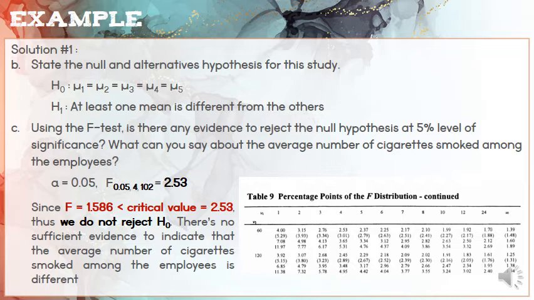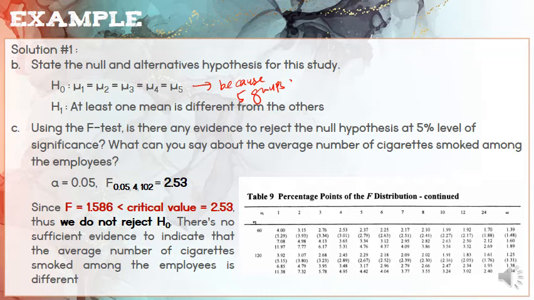Soalan B, dia minta you state the null and alternative hypothesis for this study. So, your null hypothesis should be written as mu1 sama dengan mu2, sama dengan mu3, sama dengan mu4, sama dengan mu5. Make sure hanya ada 5 min saja di sini. Kenapa? Because kita hanya ada 5 groups yang kita nak compare. Jangan tulis sampai mu k, because soalan nak tahu, adakah you faham berapa bilangan K, berapa banyak kumpulan yang you are trying to compare.